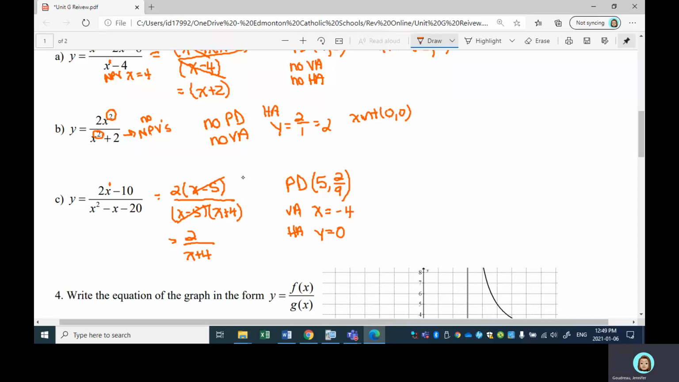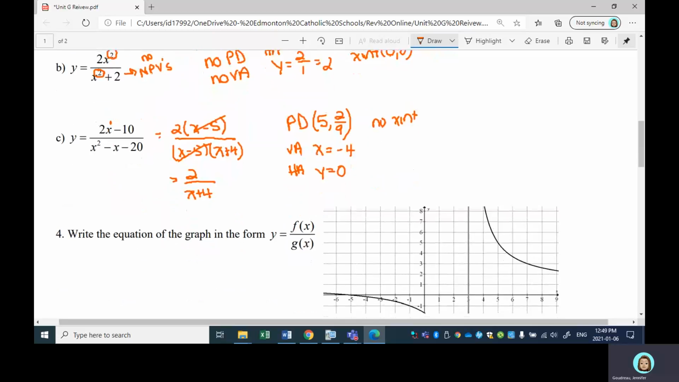Our x-intercept comes from our remaining factor in the numerator. Notice that in this case, we don't have a remaining factor in the numerator. We just have a factor of 2, but we don't have a factor that has a variable in it. That means we will have no x-intercept, which is fine. It just means that it doesn't cross the x-axis, which would actually totally make sense because our horizontal asymptote is at y is equal to 0. So that would make sense that we don't have an x-intercept.